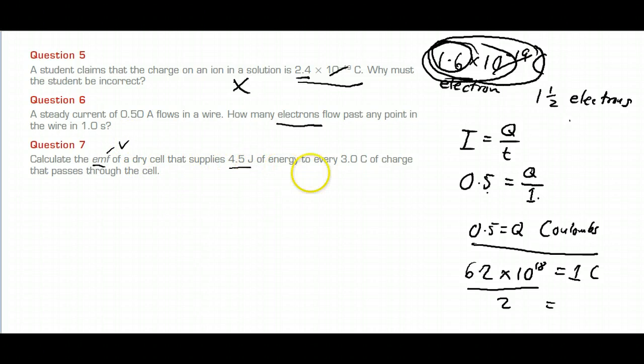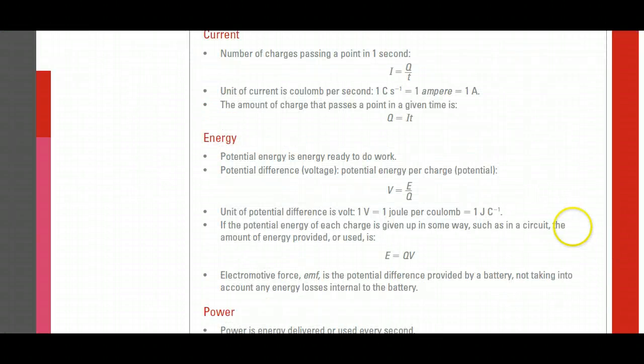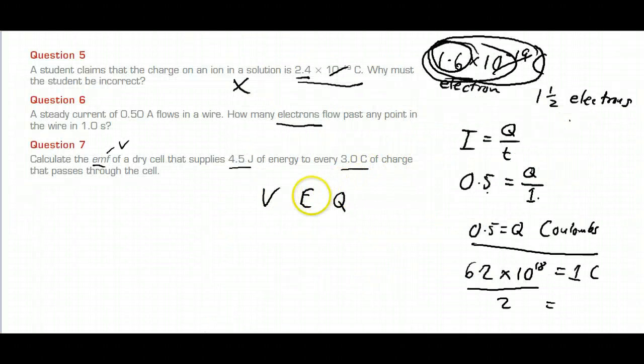And we've got an amount of energy and an amount of charge. So we need to find an equation that's got V, joules as energy, and charge as Q. Let's find that equation. So there's our current equation. Here's energy: V equals E over Q. So the potential difference, or in other words voltage, is the potential energy per charge, or the amount of energy that's pushing each charge. So let's work that out. V equals E over Q. We've been told that the energy is 4.5 joules.